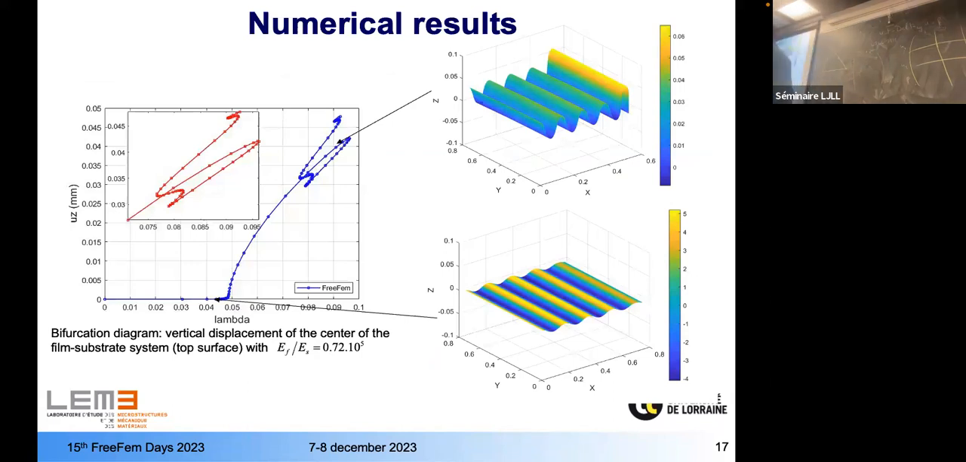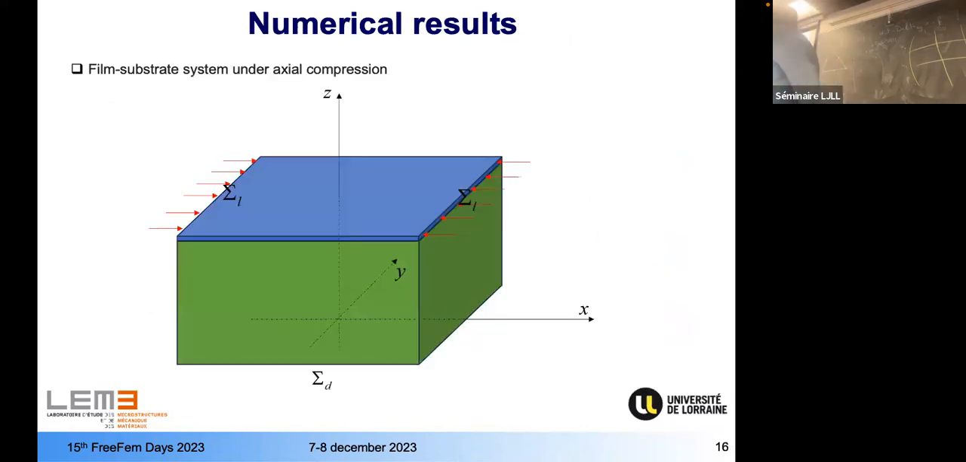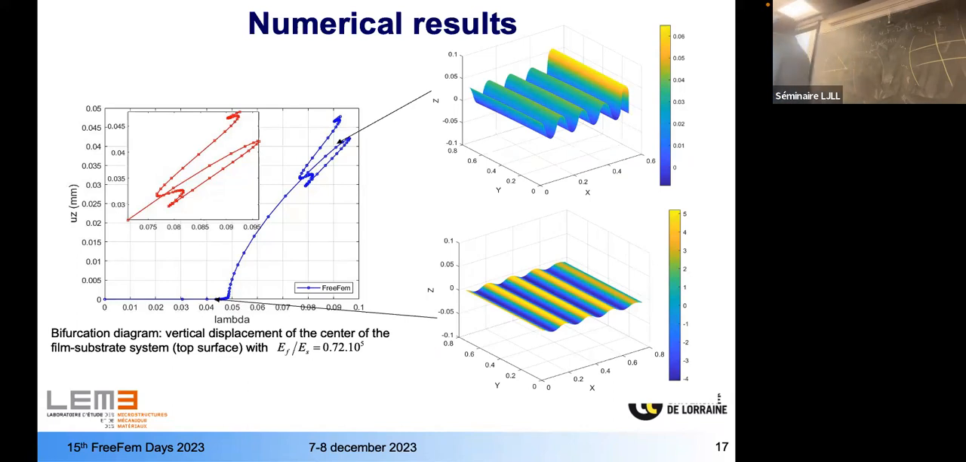So here is the bifurcation diagram. I plot the vertical displacement of the center, the top of the film. So this point, look at the Z displacement. You can see here first the bifurcation, and after several branches and turning points. Just before the third bifurcation, you can see a sinusoidal wrinkle appear, and this localization begins to appear after. I'm looking now at the stability of the branches.